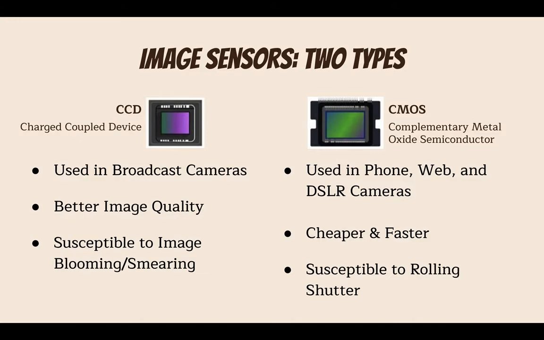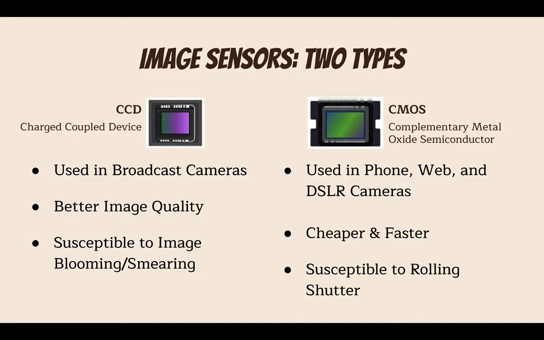The CCDs are used in broadcast cameras. It's in our broadcast cameras in our studio. That's what we're using, and we use that because it has a better image quality. Also, if you know what you're doing with the camera and you're in a controlled atmosphere, you're not going to be too worried about the downside, which is that susceptibility to the image blooming or smearing.